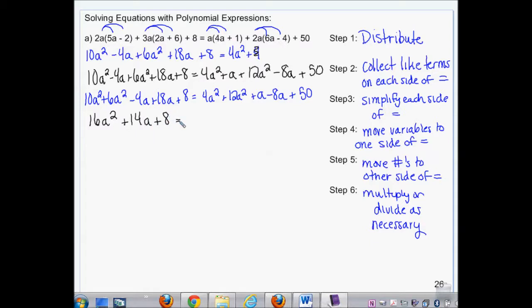4a and 12a is 16a squared. A minus 8a is negative 7a plus 50. Okay, now I need to move all of my variables to one side of the equation. Do you want them on the right or the left? You want them on the right? Okay, that's going to make them negative, but that's cool. All right, 16a squared. I'm going to move it, so I'm going to subtract it.